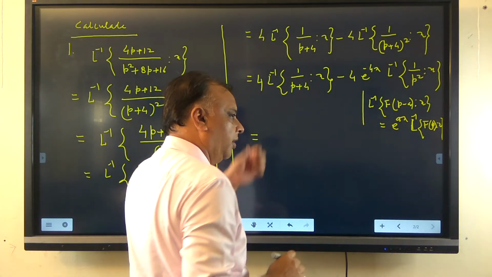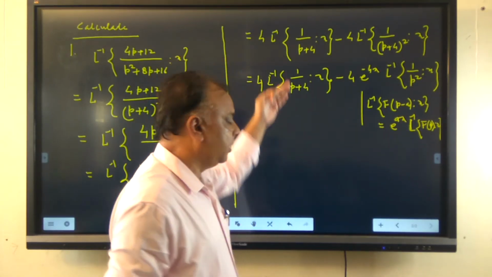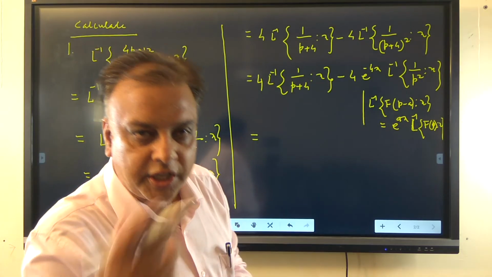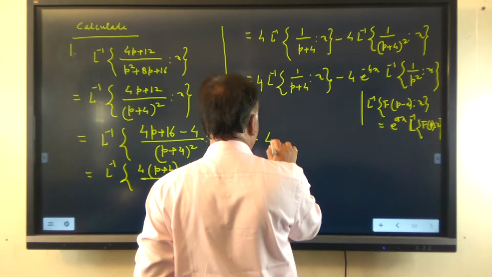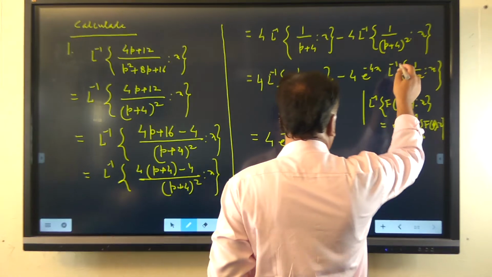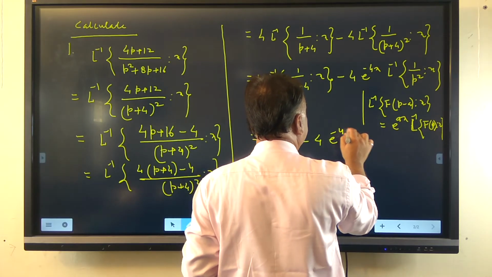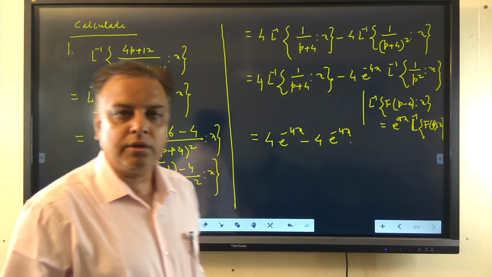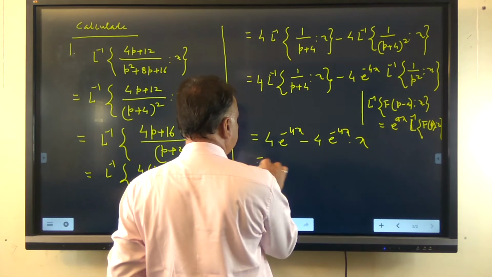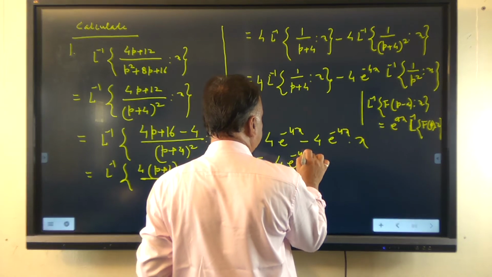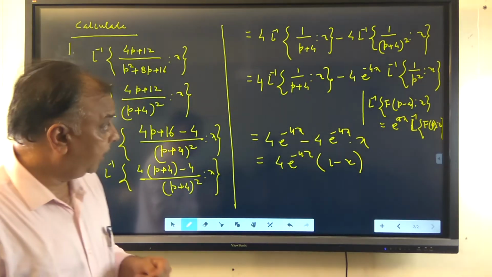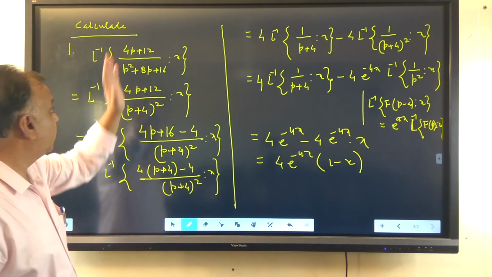And finally, the inverse Laplace transformation of 1/(p + 4) is e raised to −4x. So this is 4 times e raised to −4x, minus 4e raised to −4x times the inverse Laplace transformation of 1/p², which is nothing but x. So solving this, we get 4e raised to −4x times (1 − x), which is the required inverse Laplace transformation of the given problem.